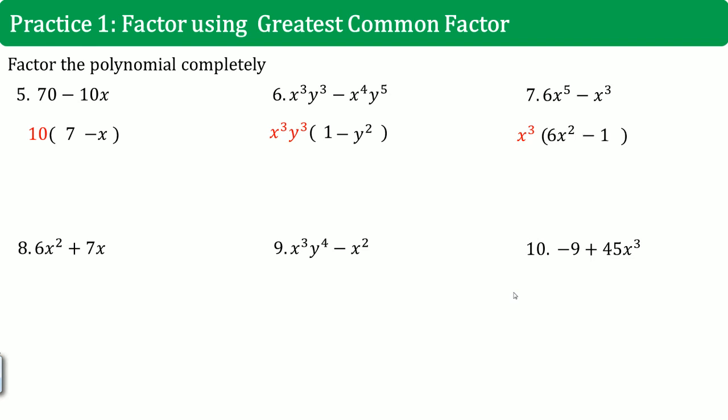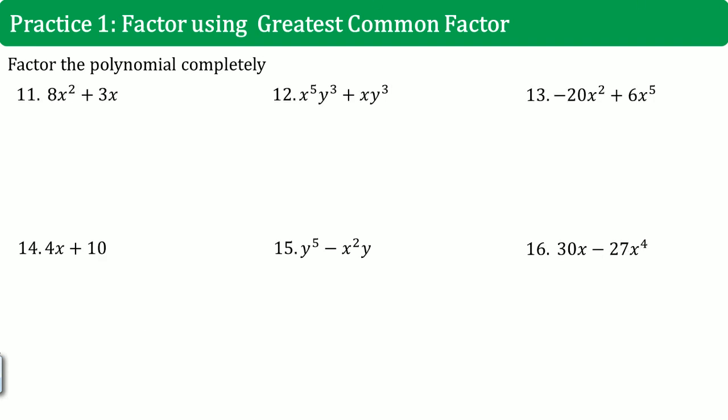Number 8, the greatest common factor was x. What is left over on the inside is 6x plus 7. Number 9, the greatest common factor was an x squared. What was left over? You have a parentheses x y to the power 4 minus 1. Number 10, you could pull out the greatest common factor of 9. Inside, you have a negative 1 plus 5x cubed, which is left over as well.